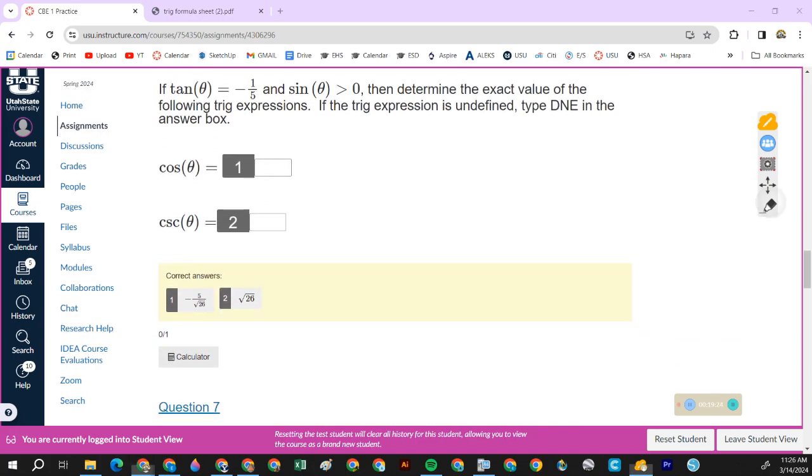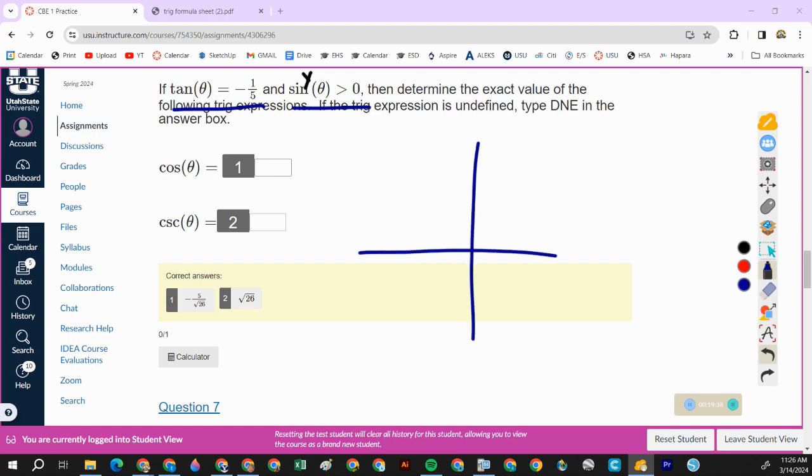Okay, so we know two things. The tangent is negative 1 over 5, and the sine is positive. Remember, in the unit circle, the sine is the y value. So where is the sine positive? That would be quadrant 1 and quadrant 2. So I am somewhere in quadrant 1 and quadrant 2. And I know that my O divided by A is negative 1 over 5. Let's do it this way. 1/5 with a negative out front.